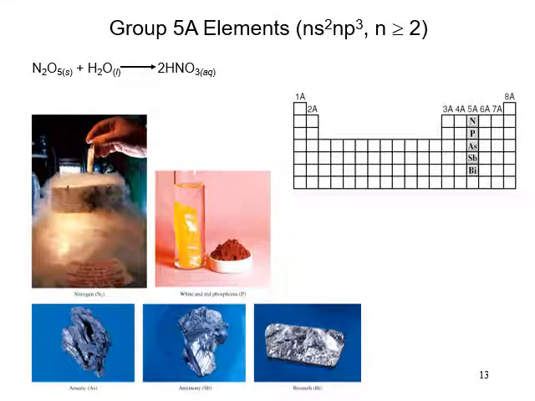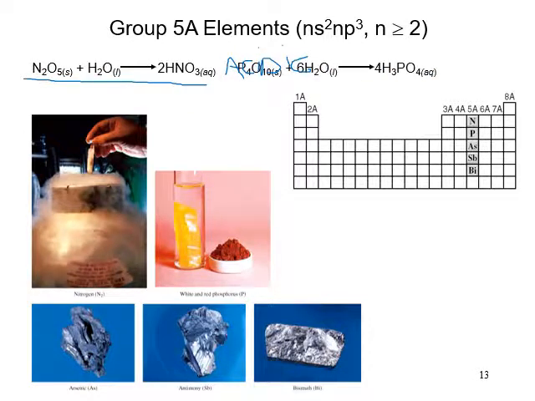Now we're getting into what's called a non-metal oxide. When it reacts with water, it makes not a basic solution like we saw before, but an acidic solution. So this non-metal oxide, dinitrogen pentoxide, will react with water to make nitric acid. Phosphorus will do the same thing. Arsenic can make an acid, and then we start to get into some metals, and they don't act as acidic. There's our phosphorus.